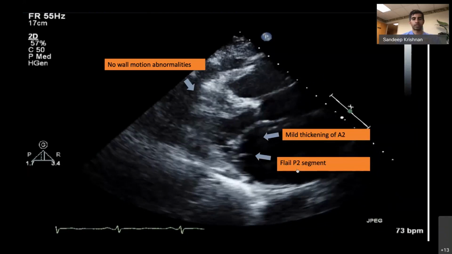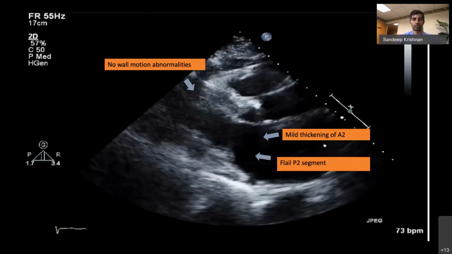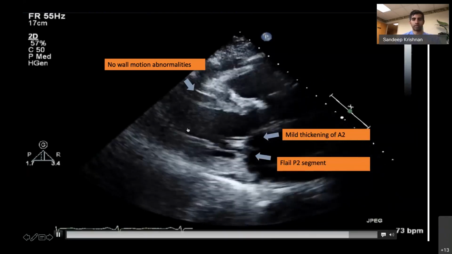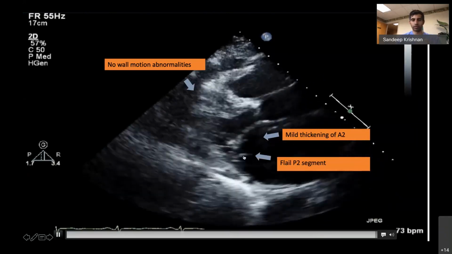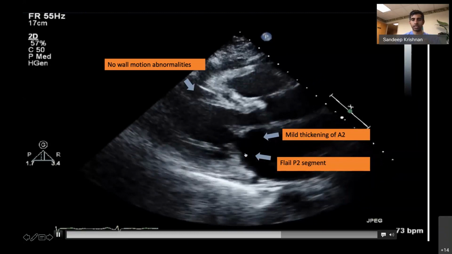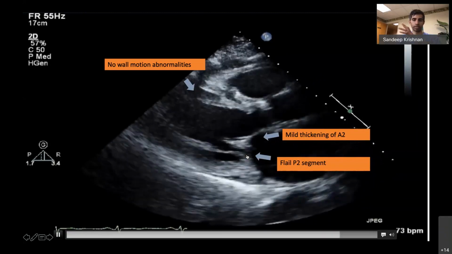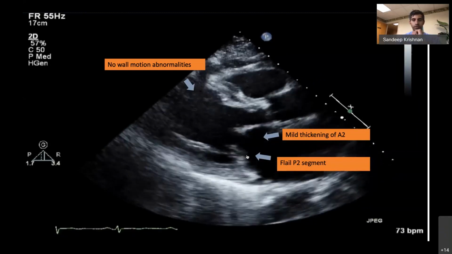So, breaking this down, what I see from this echo is that there are no wall motion abnormalities, there's some mild thickening of A2, and there's actually a flail P2 segment. If you look very closely, you can see that. Now, that's easy to miss, and I probably would have missed that too.